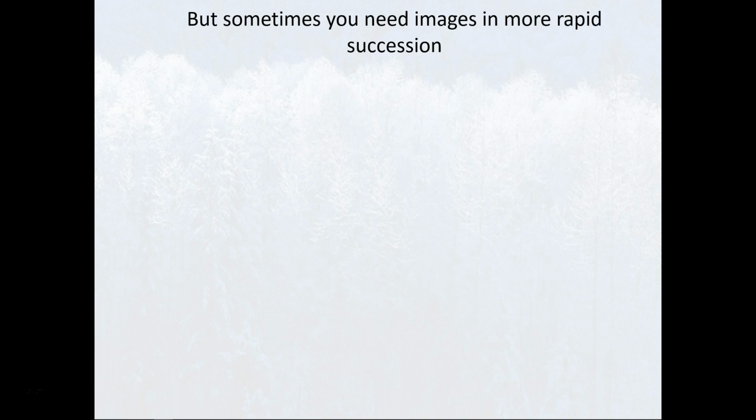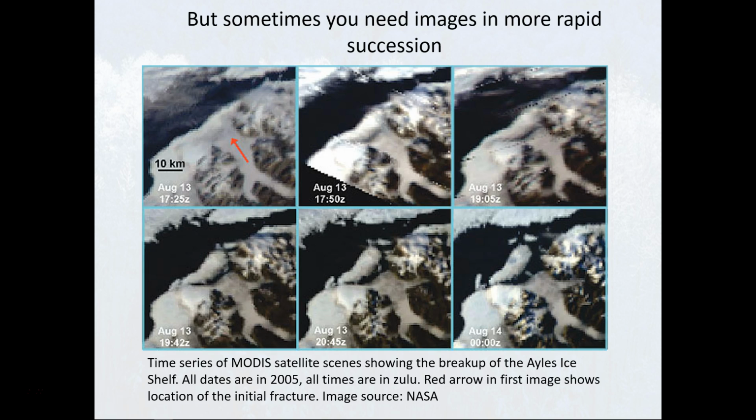Sometimes you need images in a much more rapid succession. So here's the breaking off of the Isles ice shelf. This is all over the span of 1 day, mind you, August 13th, 2005. Focusing your attention on where the red arrow is, you can see it's slowly calving and then completely breaking off. Unfortunately, those scenes will probably be more frequent in the near future.